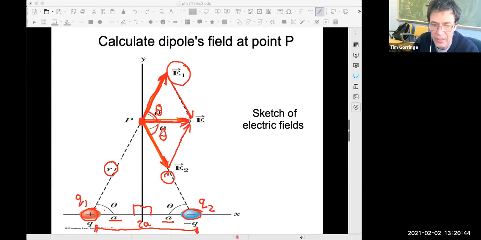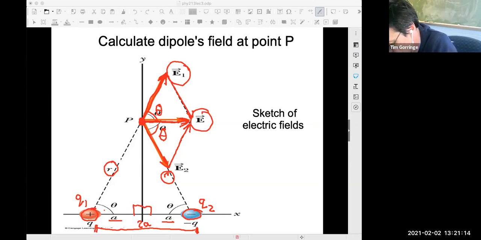Anyway, that's a sketch. It's a sketch of the charges, how they're laid out. It's a sketch of the resulting electrical fields of the individual charges. And it's a sketch of the resulting electrical field from the superposition of the two individual fields, E1 and E2. And all I'm going to do on the next slide or two is just calculate the strength, the size of this resulting electrical field. So let's go ahead and do that.